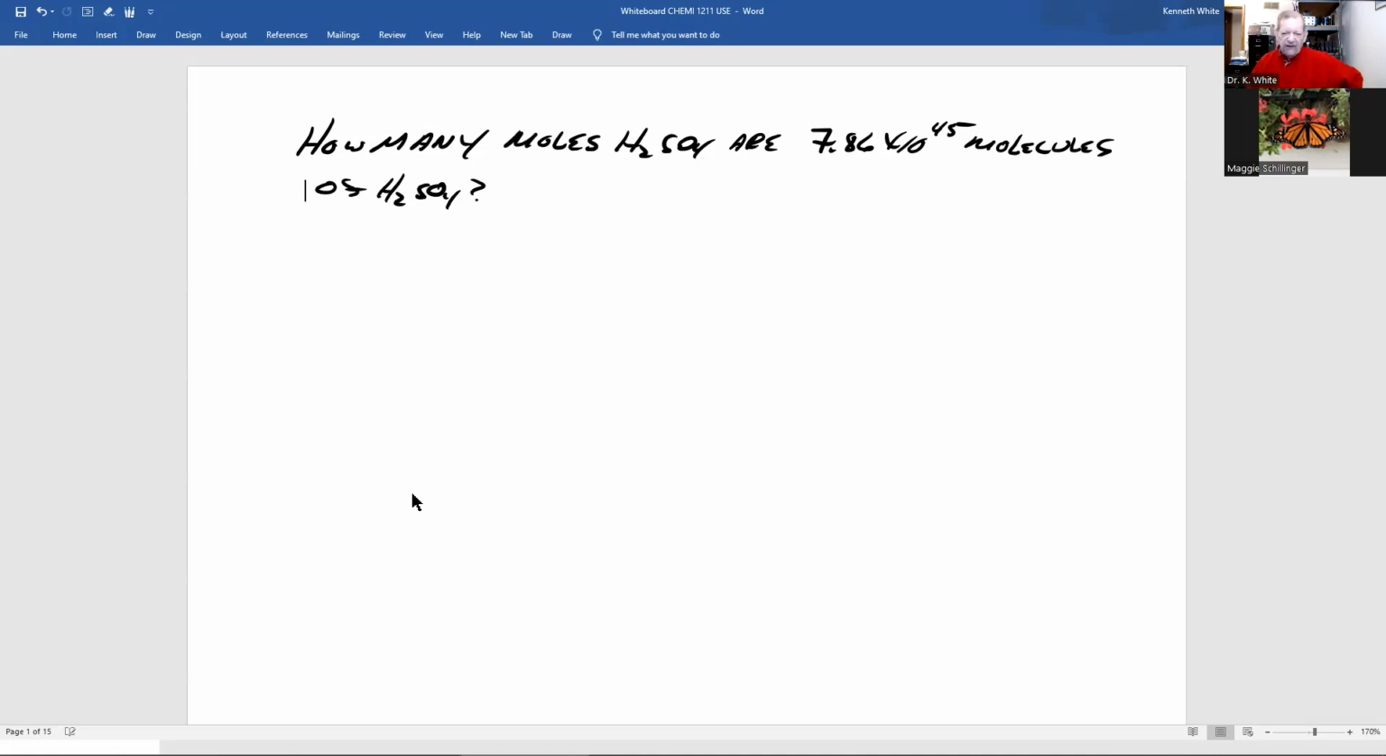So the question is, how many moles of H2SO4, which is sulfuric acid, which I'll teach you more about later in the semester. This is sulfuric acid. It's probably one of the most widely manufactured and used chemicals in the United States, if not the world. Sulfuric acid is in your car battery and helps it work. And it's used for a lot of other important things. So let's take a look at this problem.